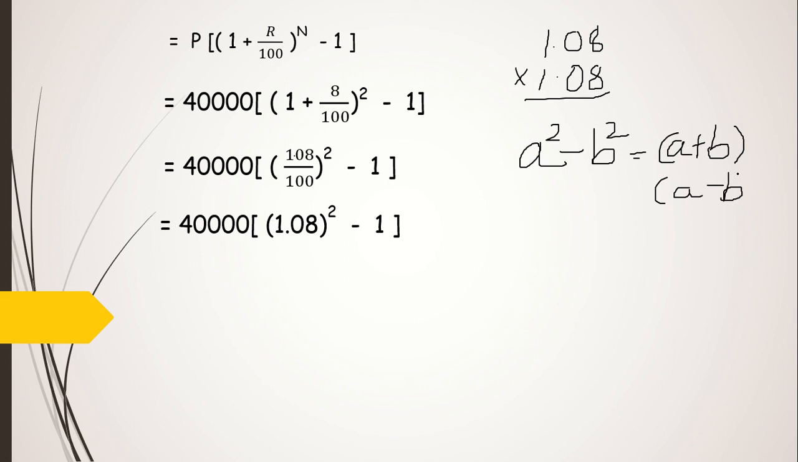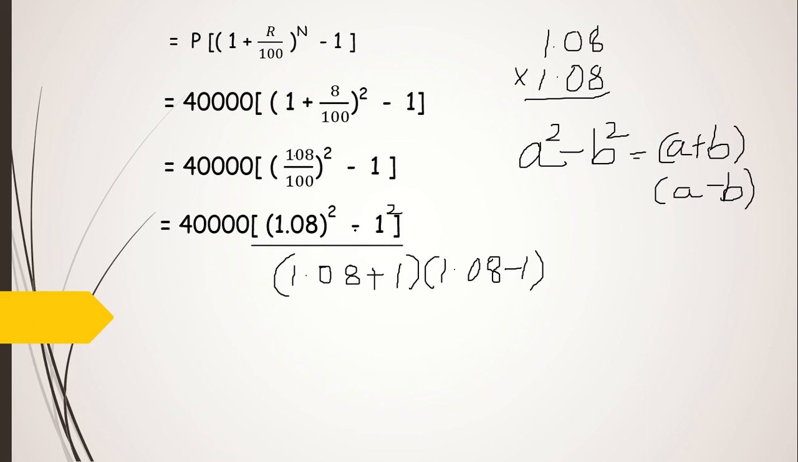This formula you have learned since 7th standard, if you remember. Now this is also like a square minus b square. This is a square. 1 square is 1. So this also we can treat as 1 square. So a square minus b square. So this we will be writing a plus b and a minus b, like this part, a square minus b square, it is written as a plus b, a minus b, and this 40,000 as it is.